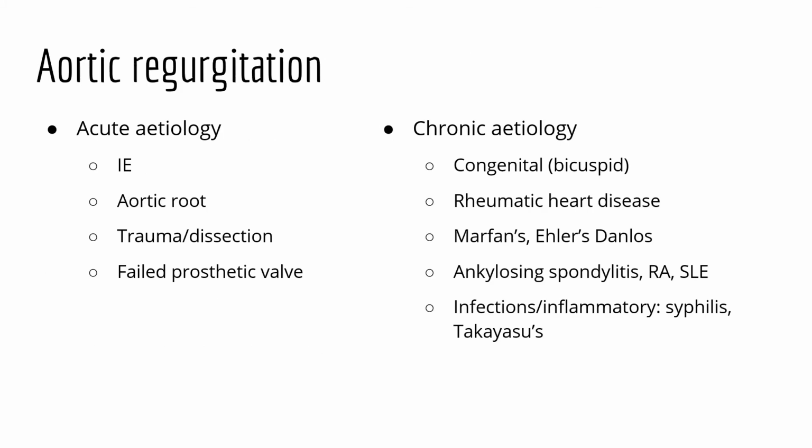So going on to aortic regurg now, acute etiologies would be infective endocarditis, aortic root abnormalities, any traumas or dissection of the proximal aorta, and any failed prosthetic valve. In terms of our chronic etiology, we can still get congenital bicuspid abnormalities leading to regurg, rheumatic heart disease, soft tissue or connective tissue disorders such as Marfan's and Ehlers-Danlos, ankylosing spondylitis, rheumatoid arthritis and SLE, and infections or inflammatory conditions such as syphilis and Takayasu's.